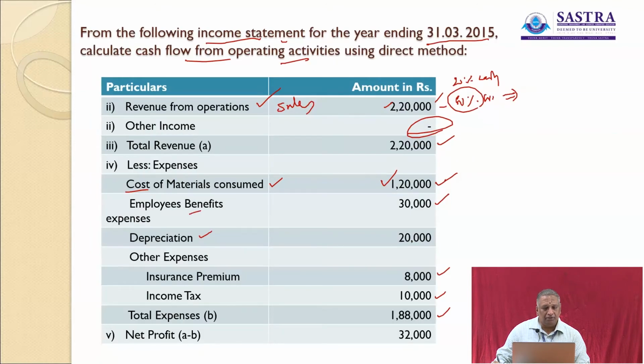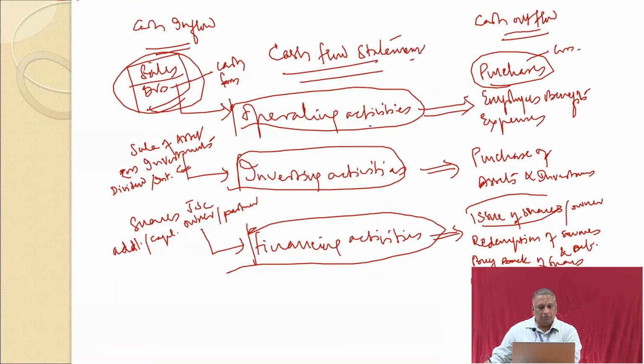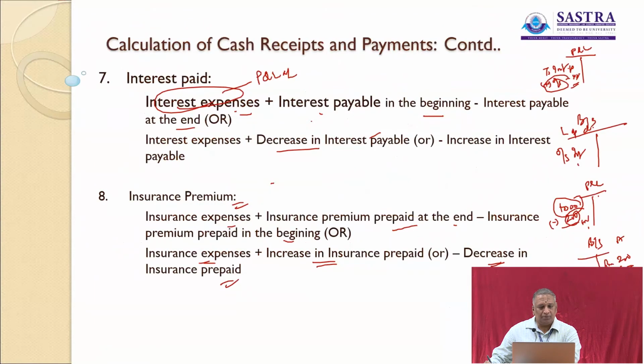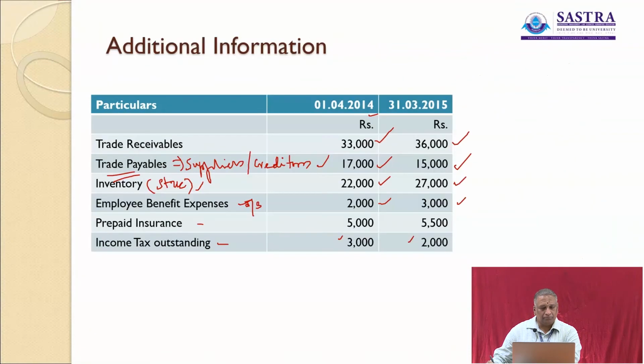It is employee benefit expenses. It is actually 30,000 rupees claimed as an expense. It is not cash paid. Whereas the question is given employee benefit expenses 2,000 and 3,000.